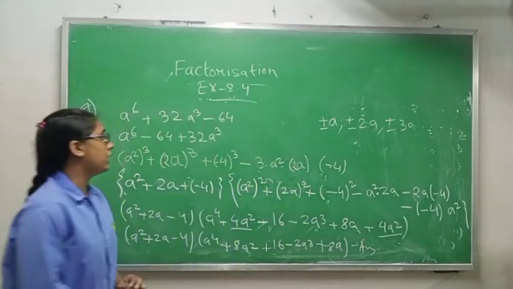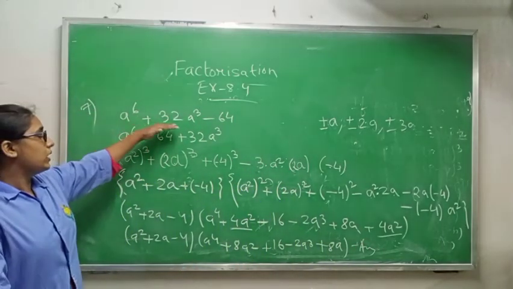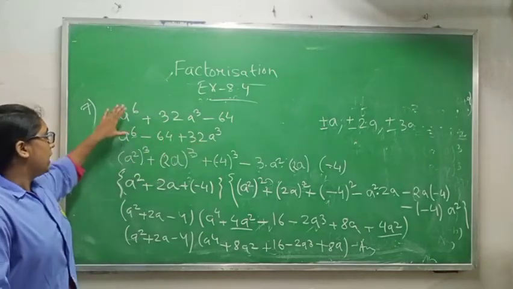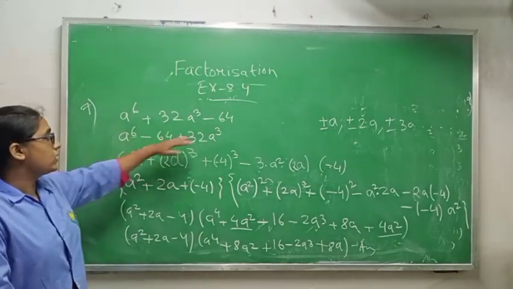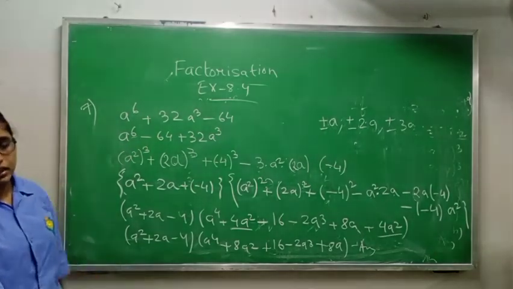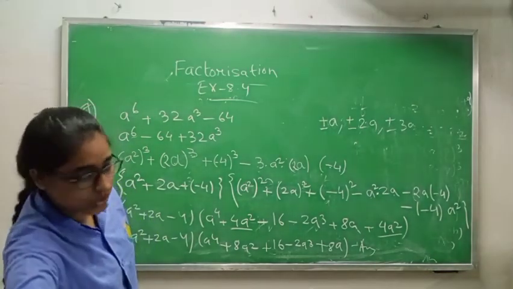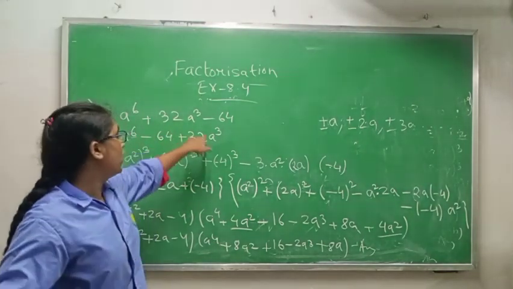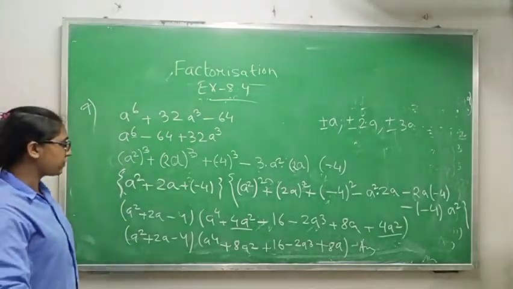Okay? Again I am repeating. a to the power 6 plus 32a cube minus 64. a to the power 6 I am writing first, then I am writing 64 because I can make a cube of 64, which is 4. Now plus 32a cube I am writing last.